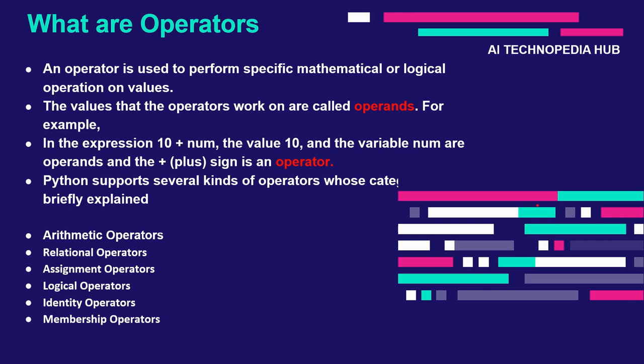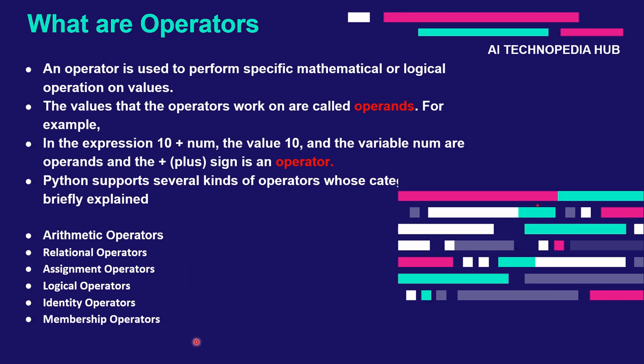So an operator is used to perform specific mathematical or logical operations on the values. The values that the operators work on are called operands. Now let's take an example. In the expression 10 + num, the value 10 and the variable num are operands, and the plus sign is an operator. Python supports several kinds of operators whose categorization is briefly explained.